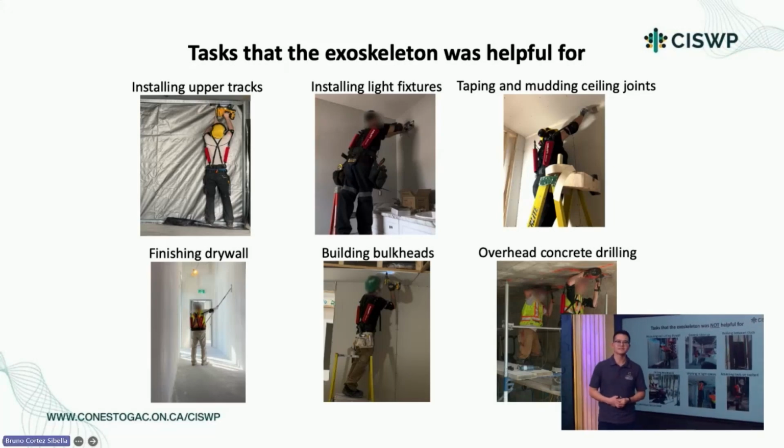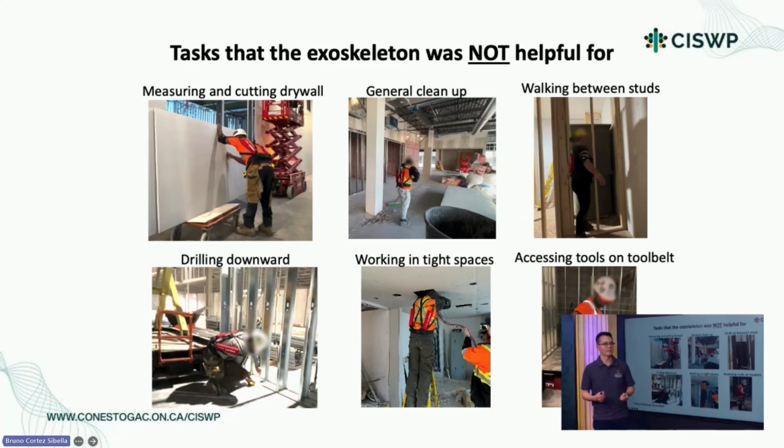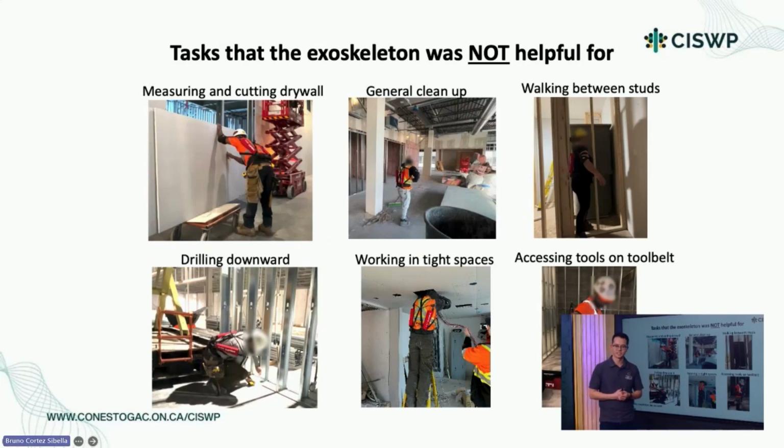There were also tasks that the exo was unhelpful for. According to the workers, the exo was not helpful or effective when working in tight spaces, like working in closets and framing around ducts. In addition, the exo wasn't helpful for tasks that were at or below shoulder height. So these included things like picking up small objects off the ground, downwards drilling, and measuring and cutting. It wasn't helpful for general cleanup either.